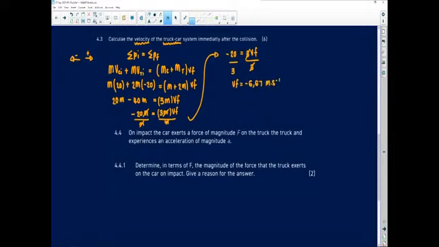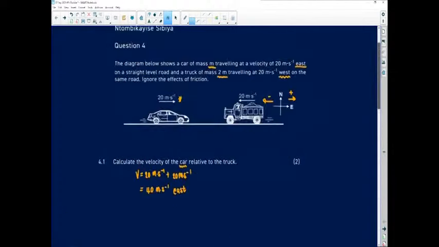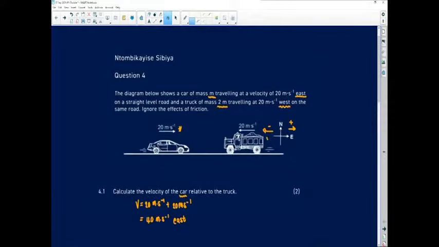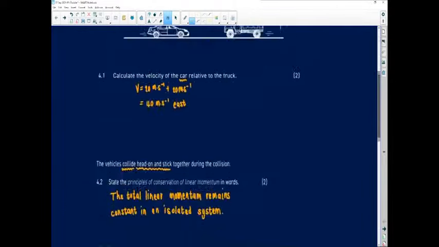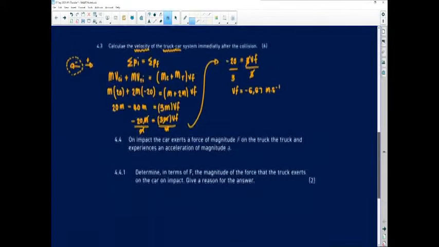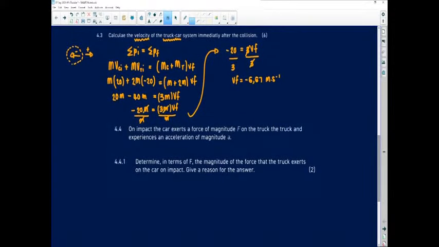Now remember, I did take to the left as a negative. Let me just double check what the story says. So if this is east, then this must be west. Remember what we said about the lingo. I can't say to the right, to the left, I must say to the west because that's the lingo we're using. In mathematics, a negative just means direction. Velocity is a vector quantity. You remove the negative by giving it the direction indicated on the scale. So this will be 6,67 meters per second to the west.